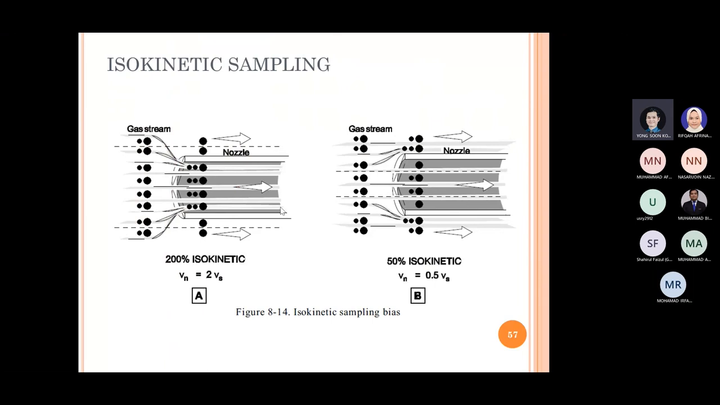Whereas if it is under, that means you have less gas volume, but the same amount of particulates. So obviously, the PM level will be higher than expected. So that is a false positive result, we say. Either way, they are not going to give you accurate results. So these are the so-called bias that you may get if non-isokinetic conditions were used to sample the air.